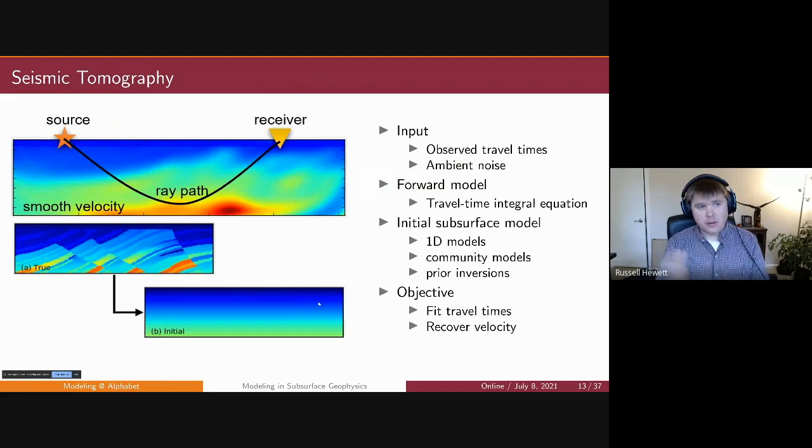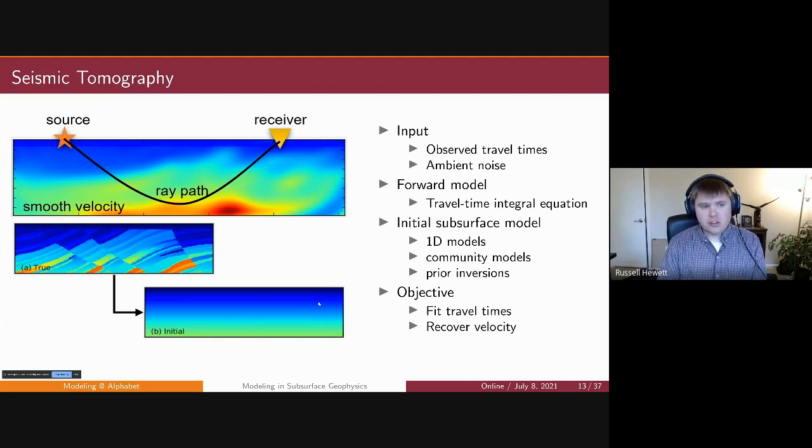There are 3 modalities within seismic that I'm going to talk about. The first is seismic tomography. This is what I was talking about where we were interested in the travel times. Here our input is observed travel times or ambient noise. The observation of those travel times comes from the seismic data, and the events of interest and their times have to be either hand-picked or machine-picked, or done in a semi-supervised way, which is how it's usually done, though a fully unsupervised approach would of course be ideal.